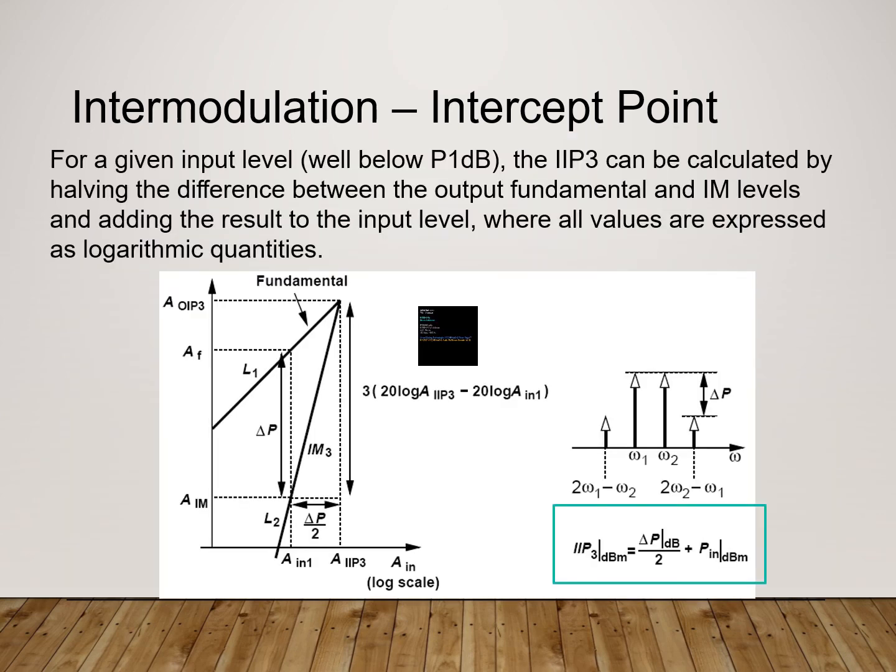Now, for a given input level, the IIP3 can be calculated by taking the difference between the output fundamental and IM levels and adding the result to the input level, as you see in these figures. And please pay close attention to these equations.